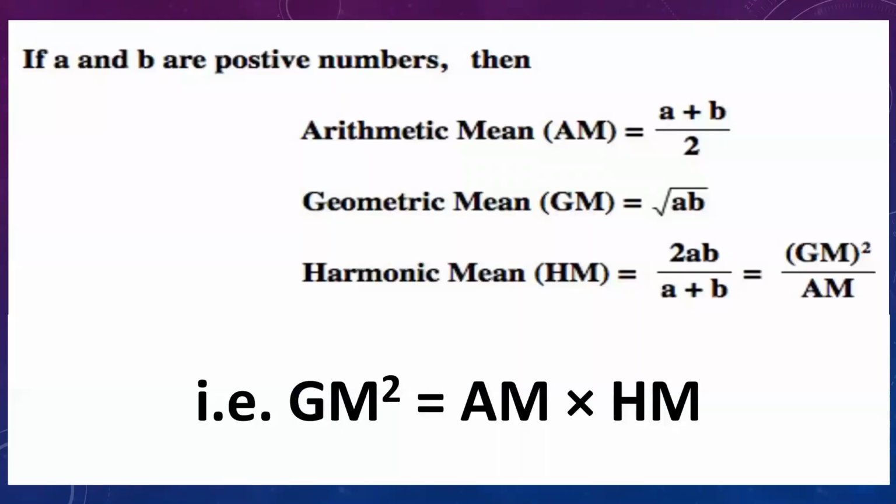Suppose A and B are two positive numbers, then arithmetic mean will be (A plus B) by 2. Whereas geometric mean will be square root of A into B, and harmonic mean will be 2AB upon (A plus B). Now you can see here, AB can be given as GM square, and 2 upon (A plus B) is the reverse of arithmetic mean. So GM square is equal to product of arithmetic mean and harmonic mean.